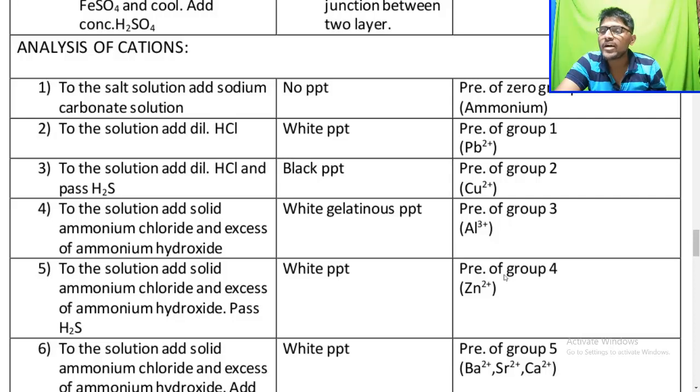Then here, analysis of cations. To the salt solution, add sodium carbonate solution. As I told you, no PPT will be there, and this shows the presence of zero group.